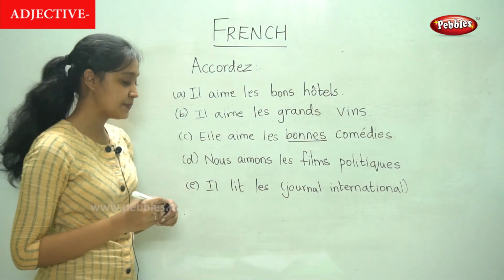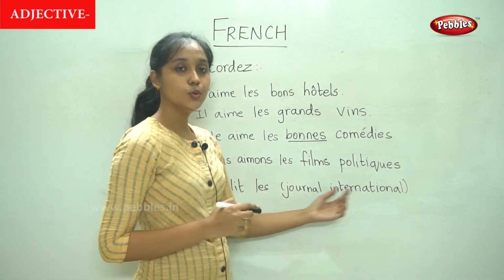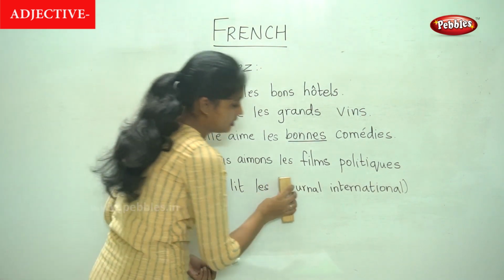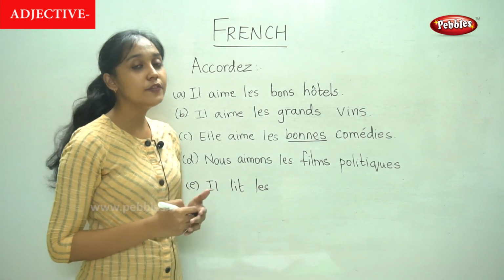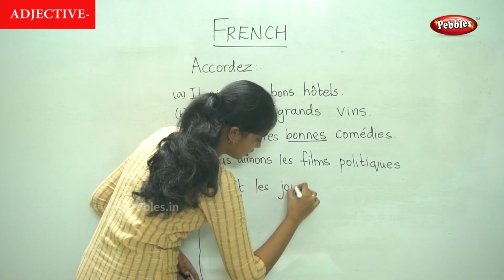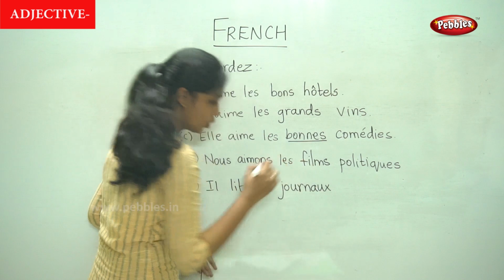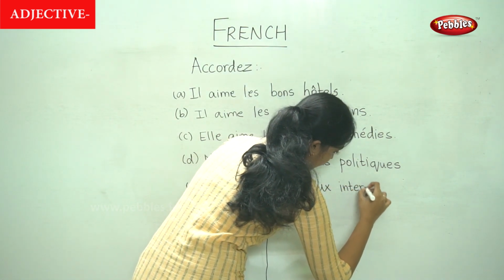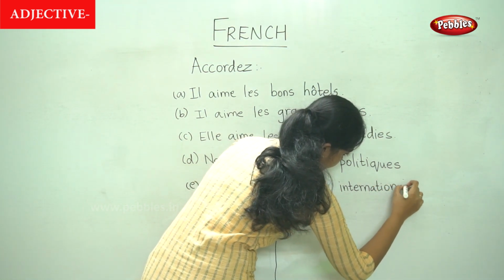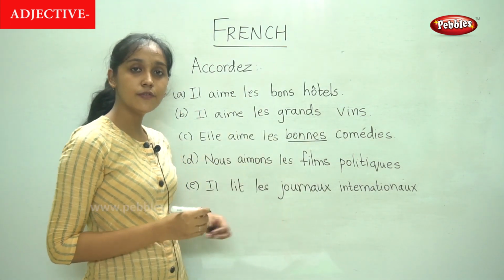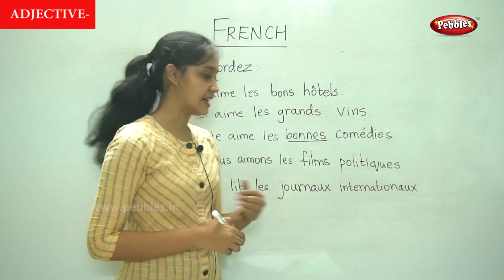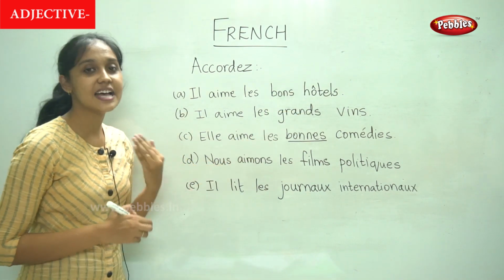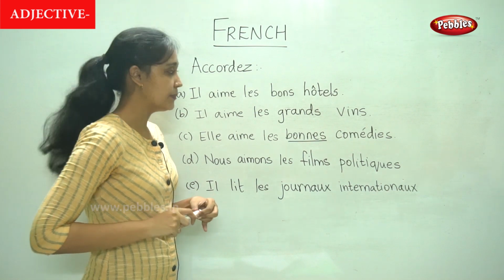Now moving on to the last sentence. Il lit les, and the two words are journal and international. So he reads the. Let us replace this with journal. What is the plural form for journal? It is journaux, and the next word is international. So this is the plural form of journal and this is the plural form of international. So il lit les journaux internationaux. So we have written all these adjectives and nouns corresponding for that particular number and gender.